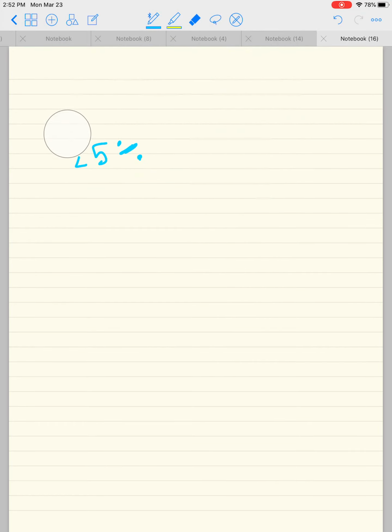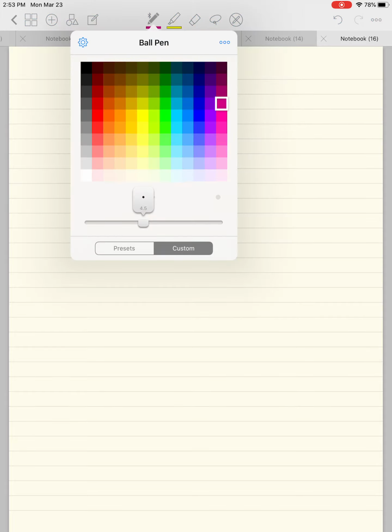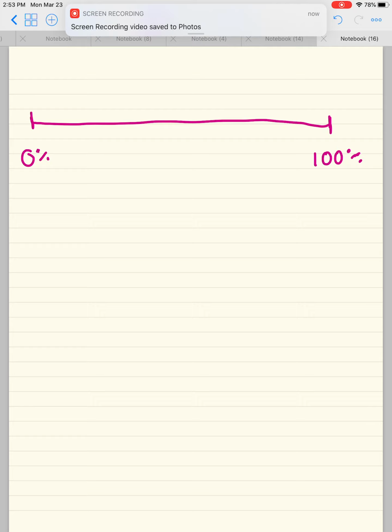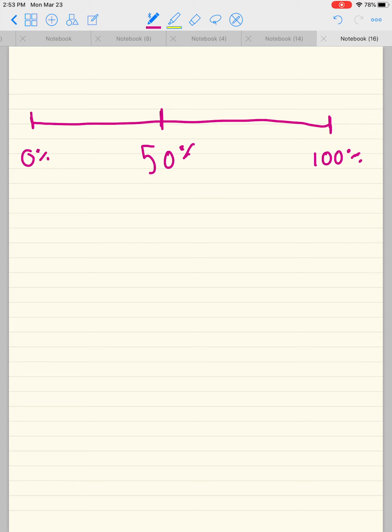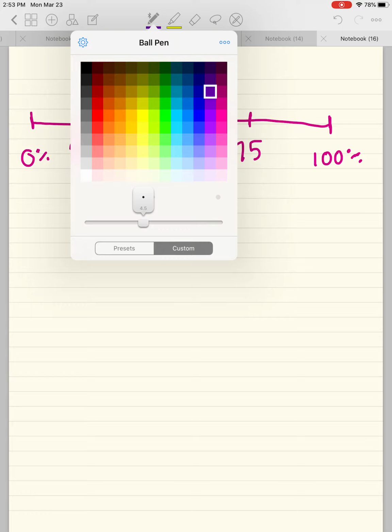So percentages relate a lot to fractions. So for example, 100% means the entire amount. So if here we have 0% and here we have 100%, remember that 50% is exactly halfway, and 25% is halfway between 0 and 50, and 75 is between 50 and 100.